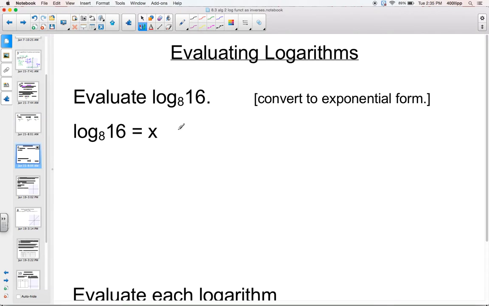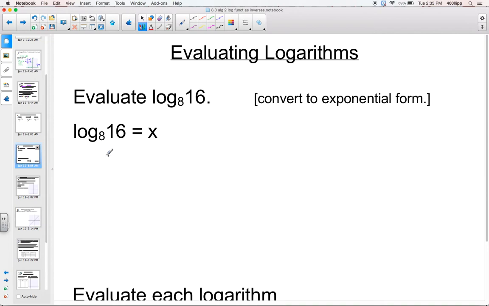Okay, so now we're going to take a look at evaluating the logarithm. So now we need to go the other way. If it says to evaluate log base 8 of 16, well, we need to know what that's equal to. The first thing is to just set it equal to x, meaning we want to find x. And then you're going to convert it to exponential form. That'll make it a lot easier to solve.